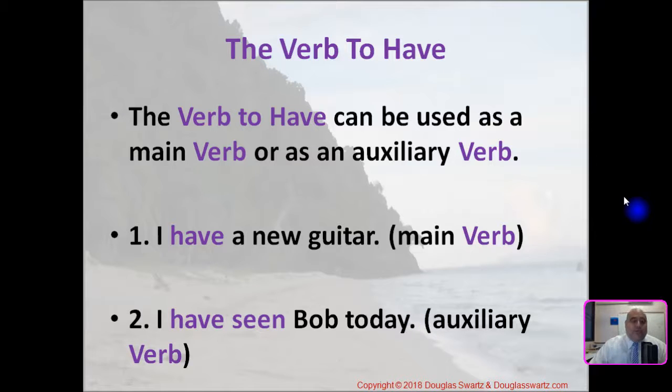The verb to have can be used as a main verb or as an auxiliary verb. Example 1, as a main verb, I have a new guitar. You possess it. You own it. You're holding it. I have a new guitar. You can also use the verb to have as an auxiliary. I have seen Bob today. So have and seen is your verb. I have seen Bob today, using the verb to have as an auxiliary verb.